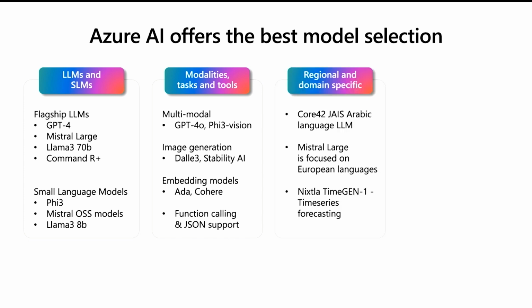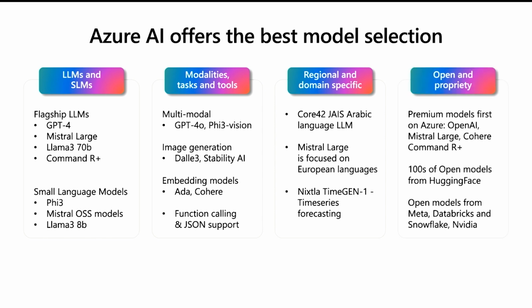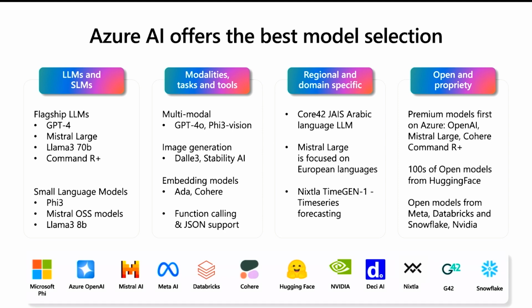So GPT-4o, for example, has function calling and JSON support, so you can make sure you use that for your agent-centric workflows. Along with that, we also make sure that we cater to your region or language-specific needs. So for example, Mistral is really good with the European languages, or the Cohere embedding multilingual model is very good for your multilingual requirements. And we also recently launched JAIS on our platform, which is an Arabic LLM. Along with all these flagship and premium models, we also have hundreds of open models from Hugging Face, and we've been actively partnering with Meta, Databricks, Snowflake, and NVIDIA to make sure that we get their models on our platform as soon as possible.